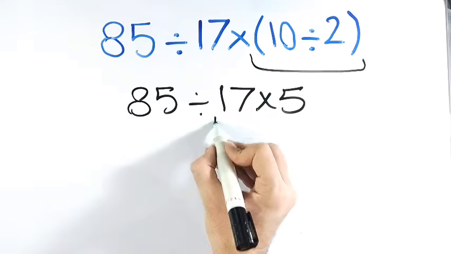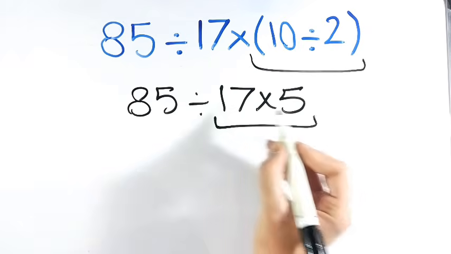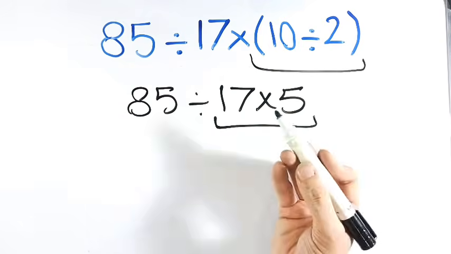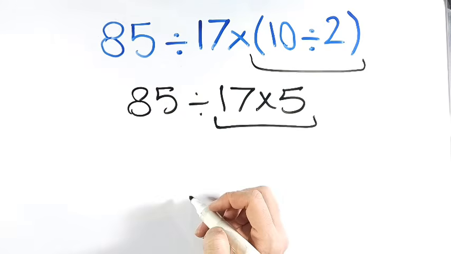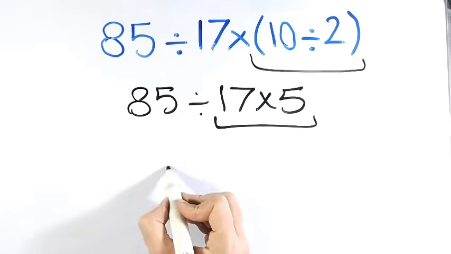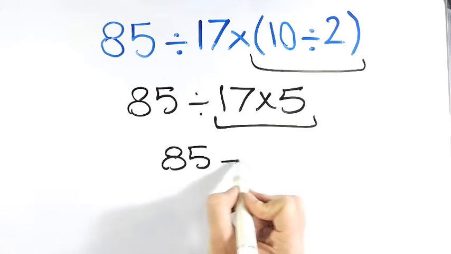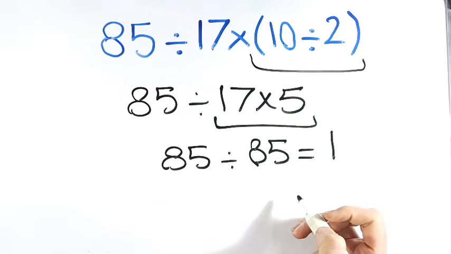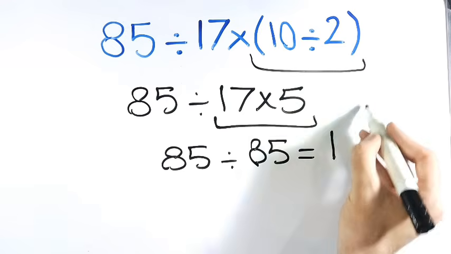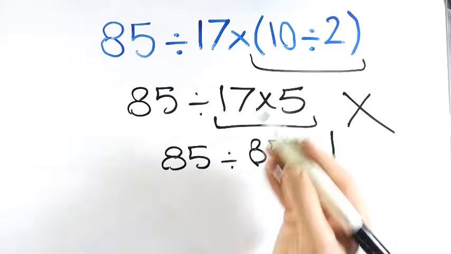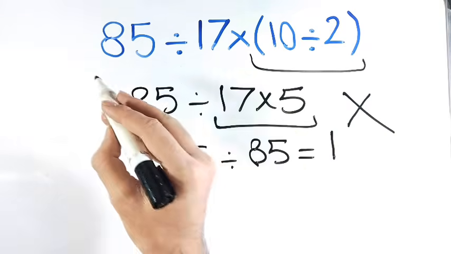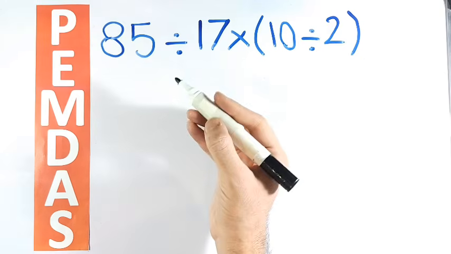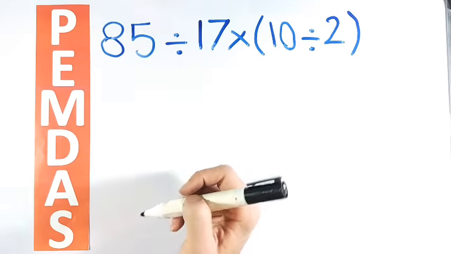And the next step, they go for the multiplication between 17 and 5 because they believe multiplication has a higher priority than division. So, they rewrite this expression as 85 divided by 85, which finally gives them the answer 1. However, this answer is definitely wrong. Alright, now let me show you how to solve this expression properly. To solve this question, we must follow the order of operations, which is PEMDAS.